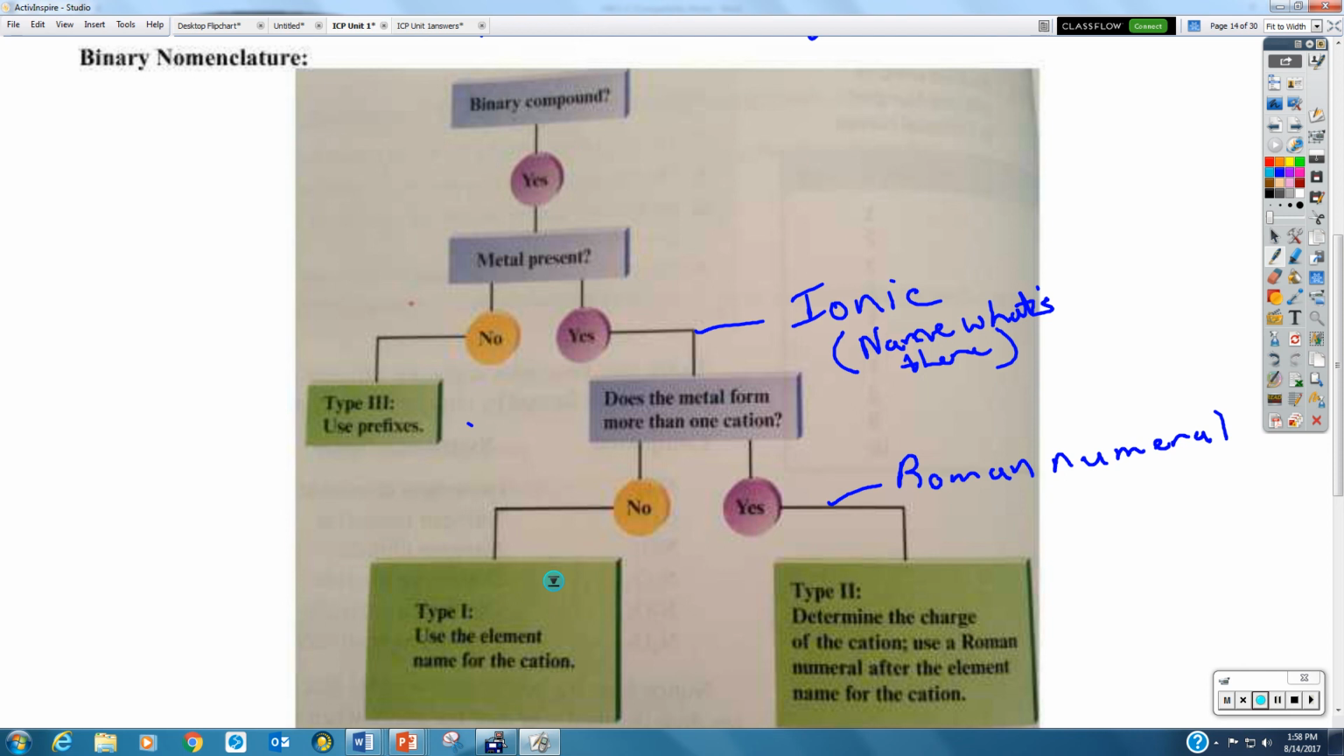And if it does not form more than one, if it's one of those standard ones like lithium, sodium, potassium, we just name it for the cation. Then, on this other side, if no metal is present, what type of bond is it? Covalent. And what's special about naming covalents? We use prefixes.